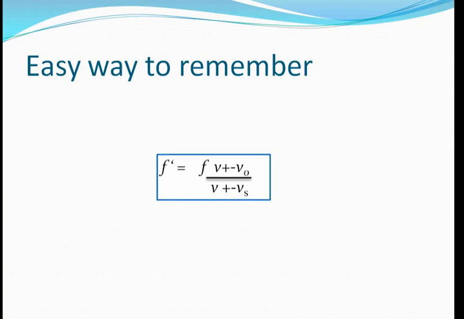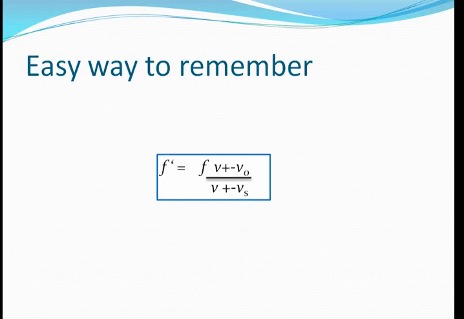If the observer is moving away, you will use v minus vo. If the observer is moving towards the source, you will use v plus vo. The opposite will be true in case of the source. If the source is moving towards the observer, you will use v minus vs, and if the source is moving away from the observer, you will use v plus vs.